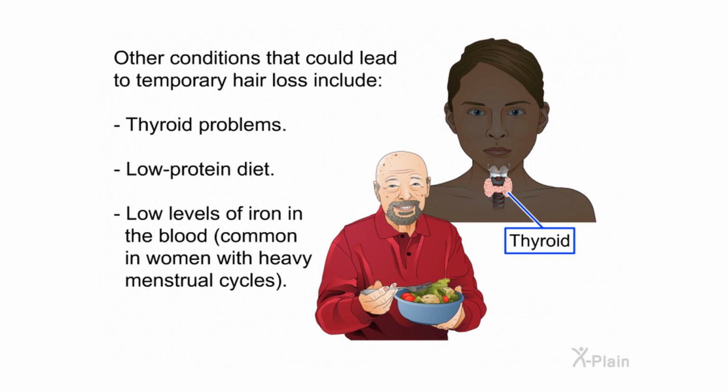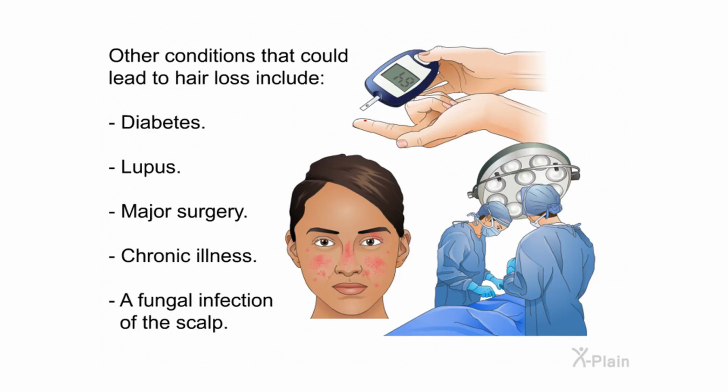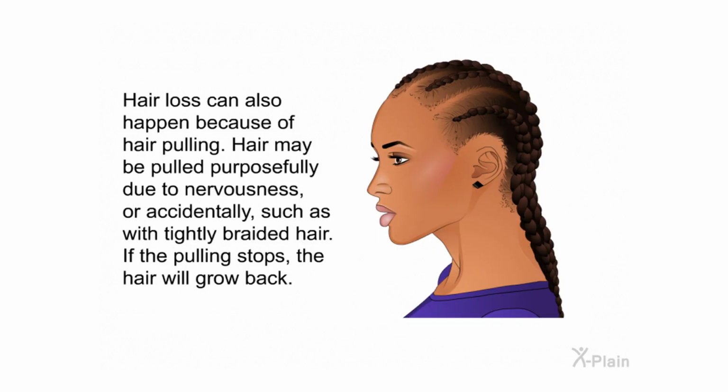Other conditions that could lead to temporary hair loss include thyroid problems, low-protein diet, low levels of iron in the blood, common in women with heavy menstrual cycles. Other conditions that could lead to hair loss include diabetes, lupus, major surgery, chronic illness, a fungal infection of the scalp. Hair loss can also happen because of hair pulling. Hair may be pulled purposely due to nervousness or accidentally, such as with tightly braided hair. If the pulling stops, the hair will grow back.